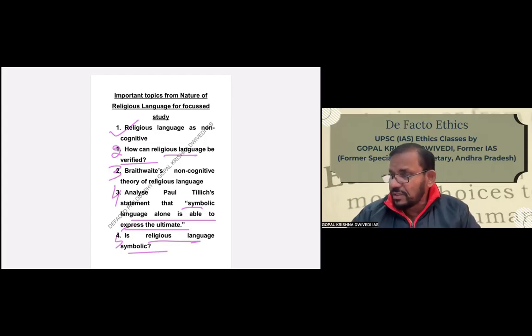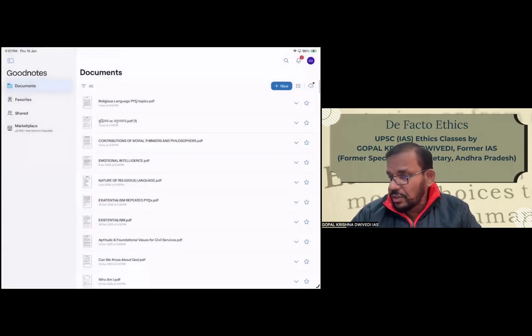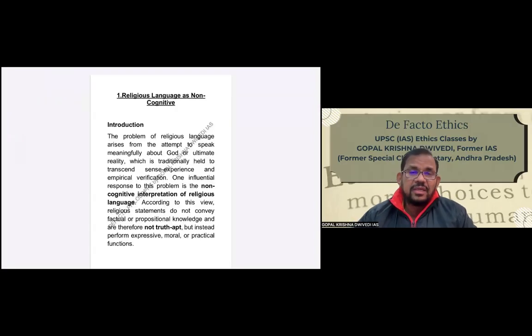The model in which we will discuss them will be, as I told you earlier: introduction, then exposition of that topic or subtopic, then critical evaluation, which will include criticism as well as concluding remarks. So let us start with the first topic. The first topic is religious language as non-cognitive.